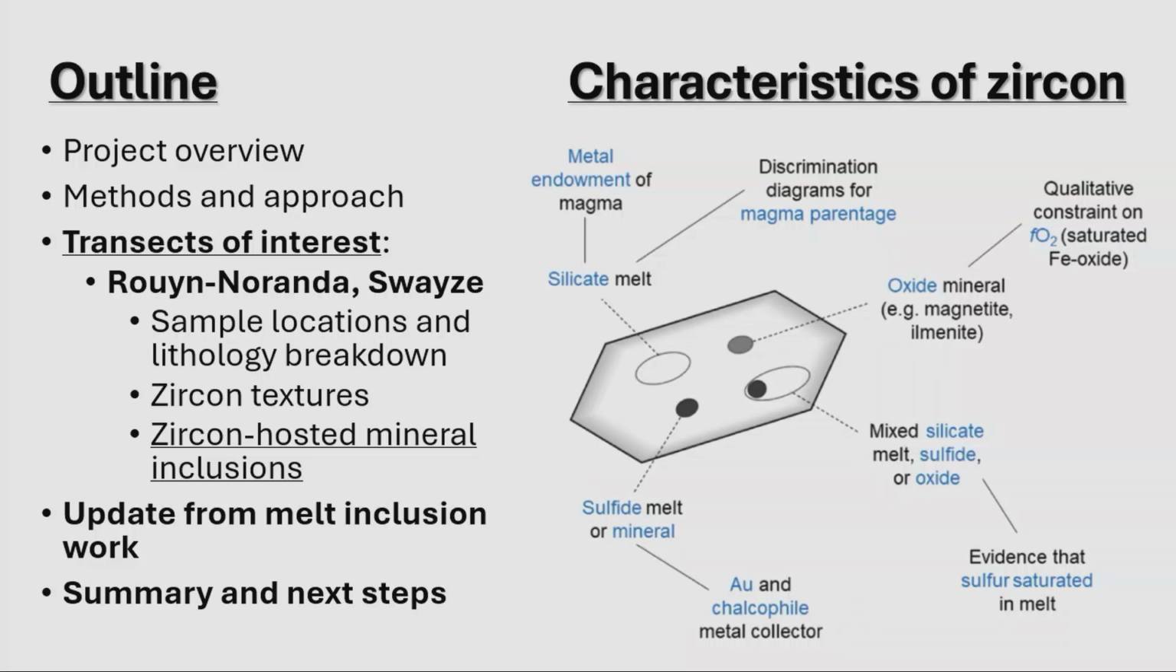To give an idea of what we'll talk about today, we'll look at the project overview, to give an idea of why we're doing this work, and the methods and the approach that we're using for data collection, so there are some strategies involved with that. Today I'm focusing only on 2 transects and a few samples from those, Naranda and the Swayze transects. I'll show you the sample locations and lithologies, as well as then the meat of it, looking at zircon textures and specifically zircon-hosted mineral inclusions.